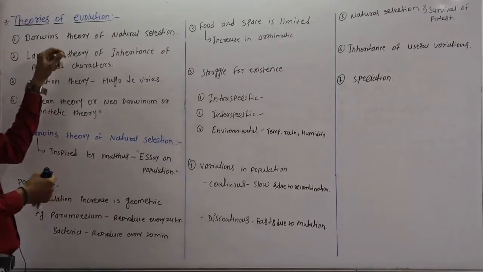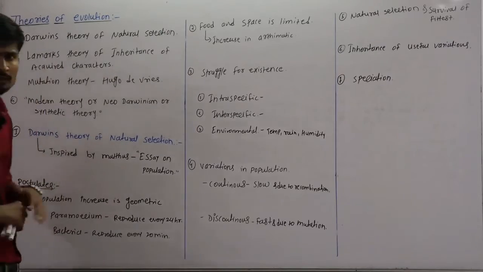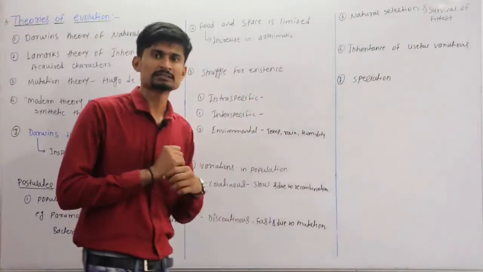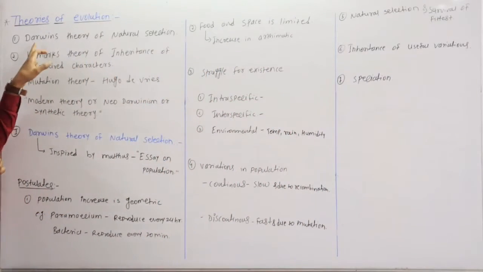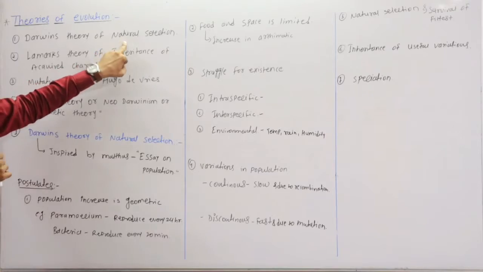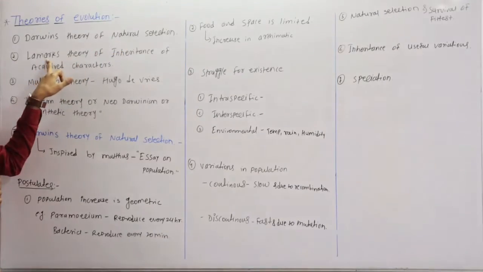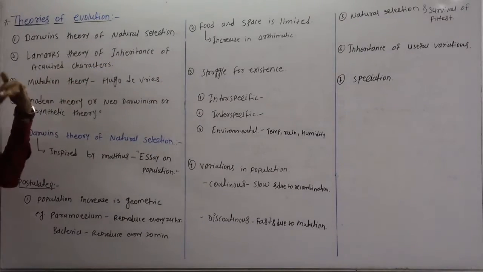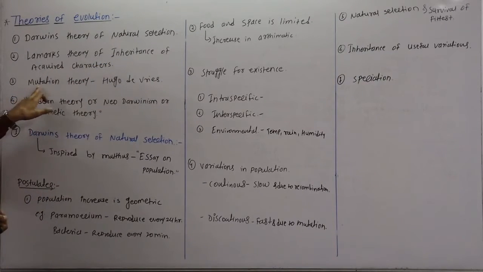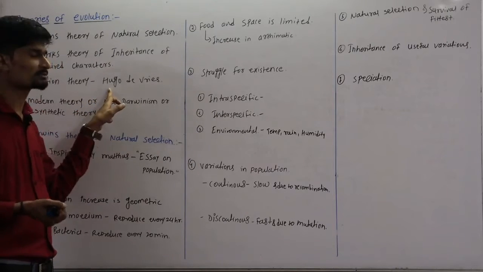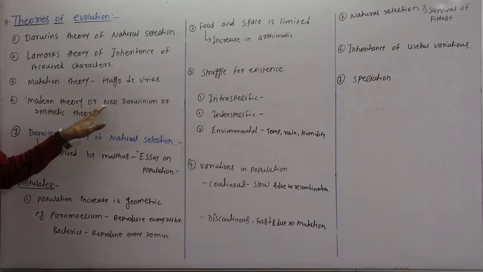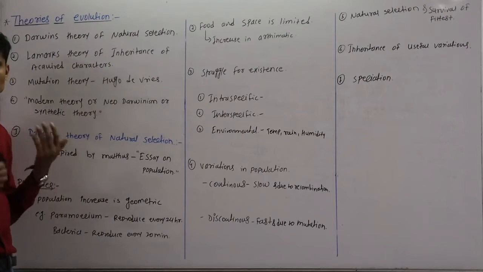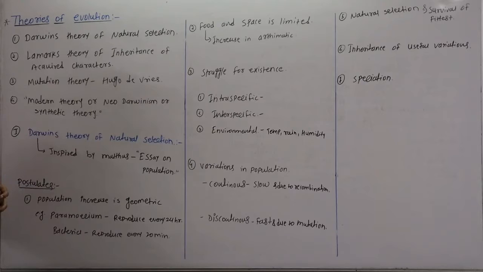Our next topic is the theories of evolution. Okay, we will see the different theories of evolution which are given by different scientists. So the first one is Darwin's theory of natural selection. The second one is Lamarck's theory, or Lamarckism, Lamarck's theory of inheritance of acquired characters. The third theory is the mutation theory, which is given by Hugo de Vries. And the fourth one is the modern theory, which is called neo-Darwinism or the synthetic theory. So we will see each and every theory one by one.